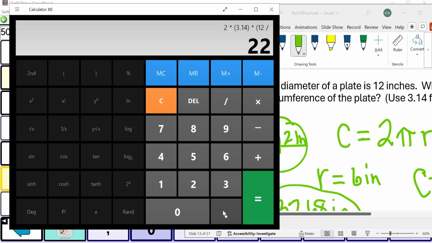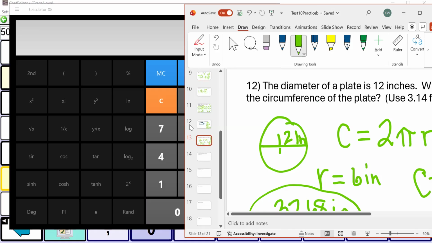Oh, come on. Let me try that again. 2 times 3.14 times half the diameter, which is 6 for the radius, and hit equals. So 2 times 3.14 times 6 equals 37.68 inches. So that's how you do it with the calculator.